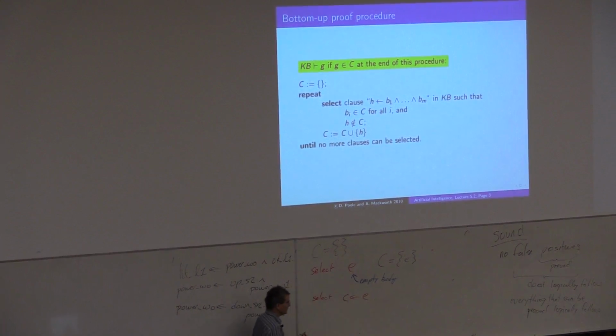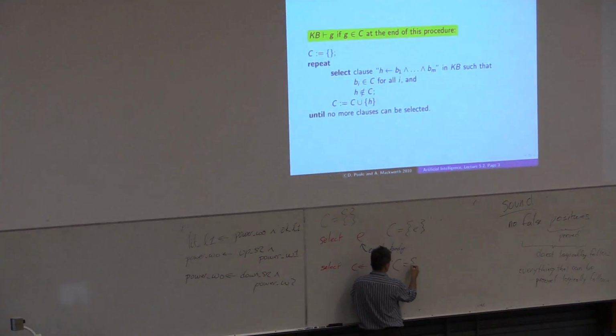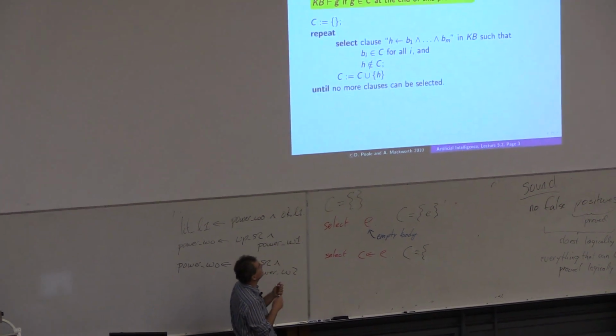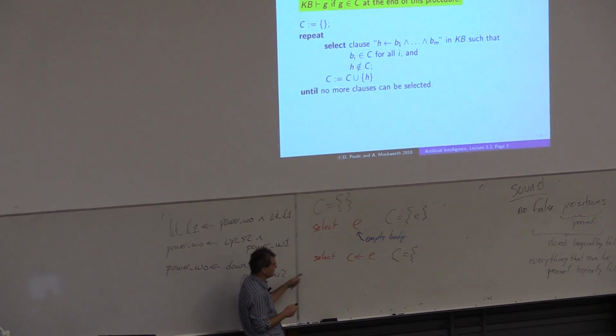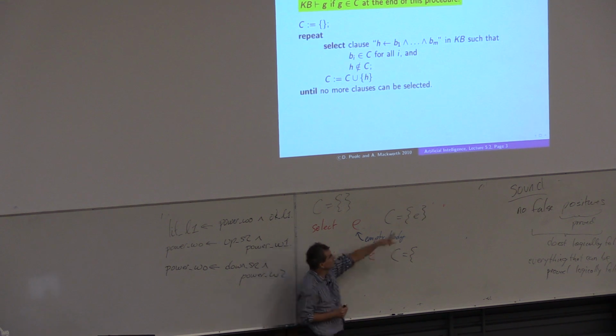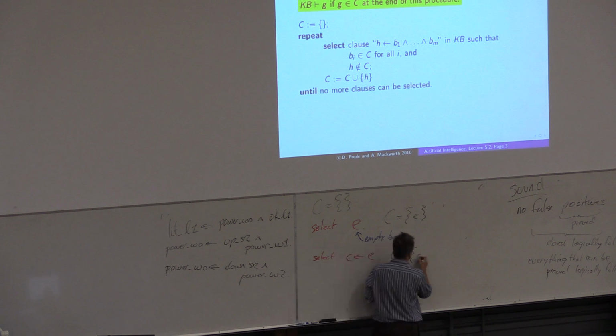And now what's my consequence set going to be? What can I add to C? I'm going through this procedure. I selected this rule, C if E. Right, so it now contains little c and E.